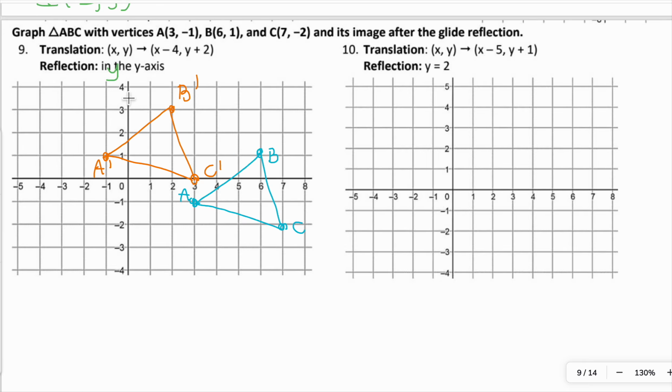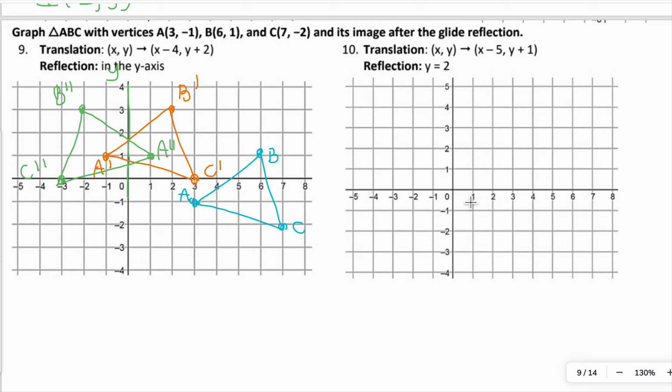So here's my y. B is 2 steps away from y, so it'll be 2 steps on the other side for B double prime. A is 1 step away, so 1 step away on the other side, and C is 3 steps away, so 3 steps away on the other side. And then this one's going to obviously reflect over itself.